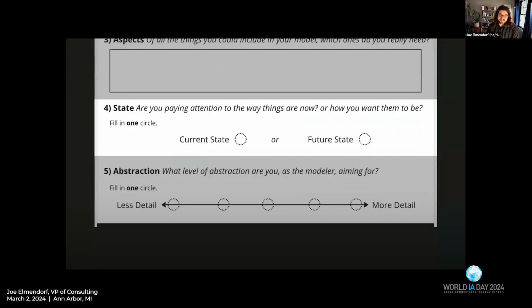Number 4, state. If aspects is maybe the hardest question to answer, because how can you possibly conceive of all the possible things, state is maybe the easiest one. Are we talking about things the way they are right now or things how you want them to be in the future? It's a really simple distinction to be made, but when that distinction is not made, it causes a whole lot of confusion.